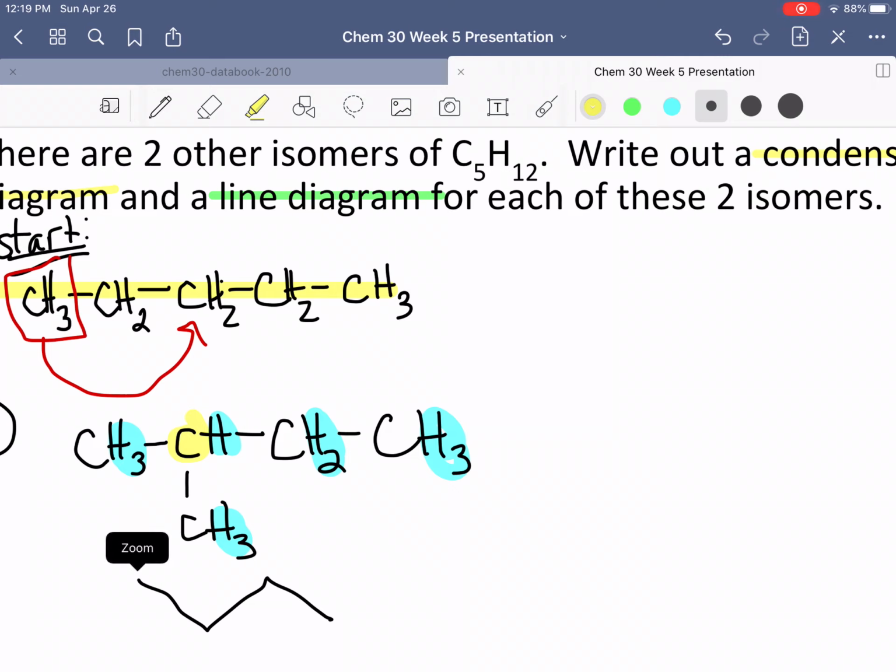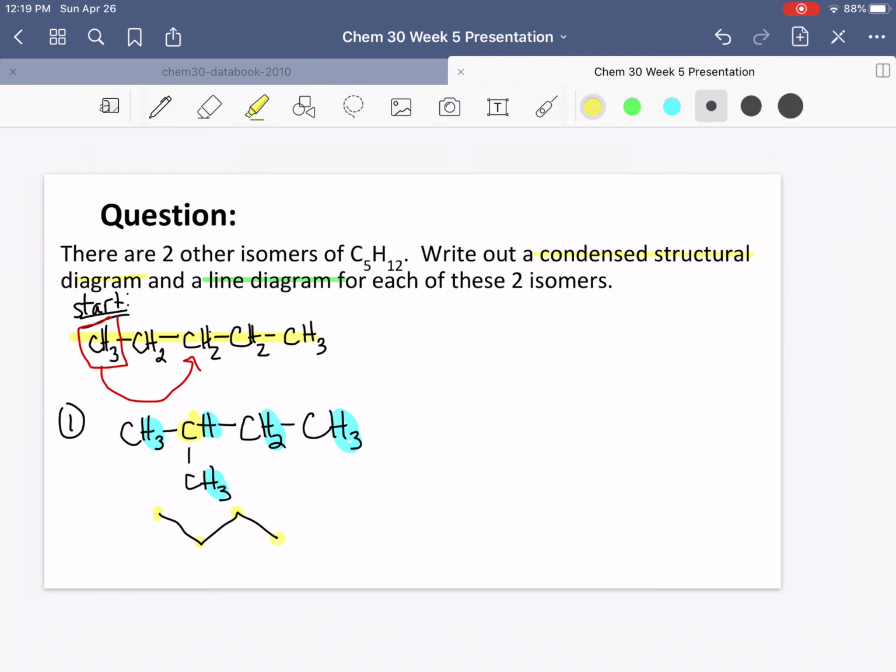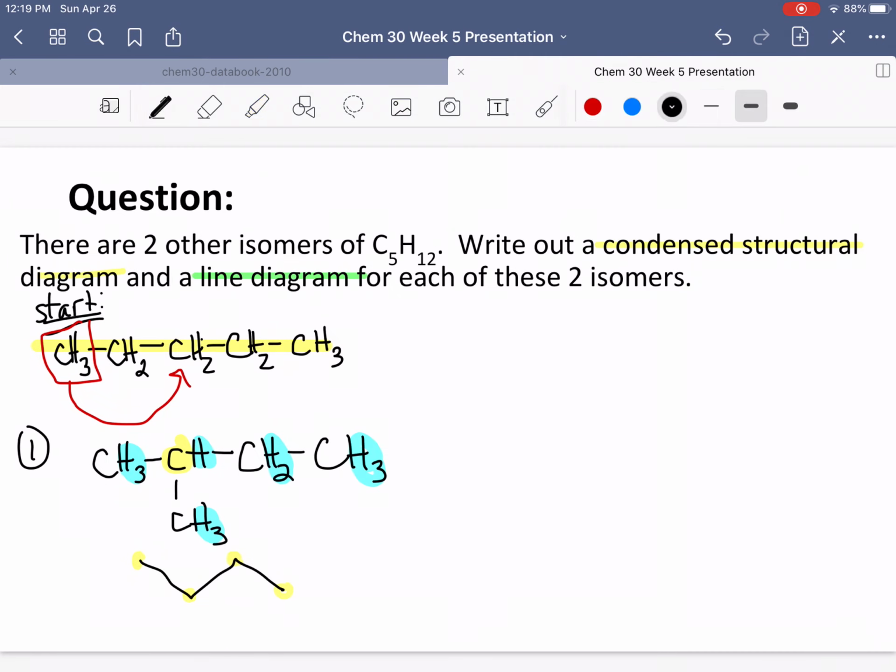Here's the first carbon, 1. Here's the second carbon, 2. Third carbon, and 4. See, so it is a chain of 4. Now we have to put that one extra one that's hanging down below, this one right here.